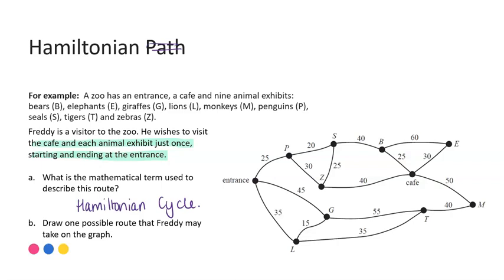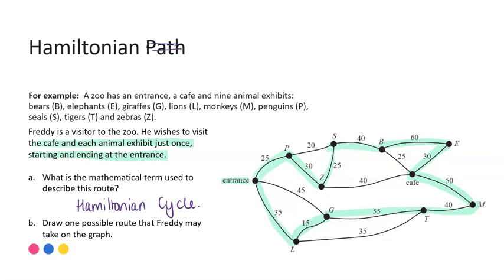Then for part B, draw one possible route that Freddie may take on this graph. Remembering he has to start and finish at the entrance. That's where we need to go. And we want to have a look and see what are the little things that we might need to avoid and be careful of. So if I left the entrance, I went to the lions, the giraffes, tigers, the monkeys, the cafe, the elephants, the bears, the seals, down to the zebras, penguins, and then back to the entrance again.